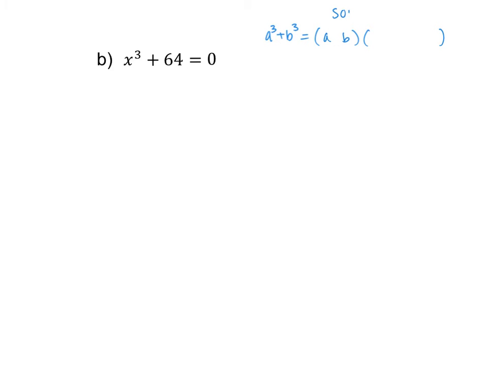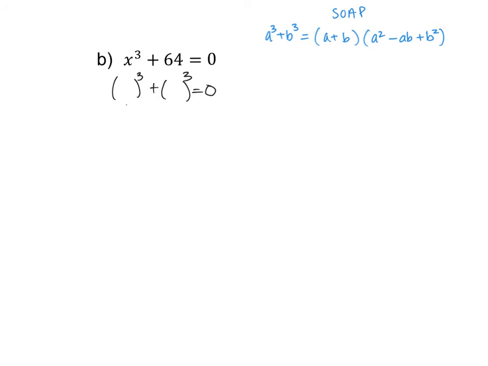So if I use SOAP here, this is going to be same, opposite, always positive. So it's going to be a squared, a times b, b squared. This is the formula we're going to need to apply because we have a plus sign here and there's only two terms. And this is a perfect cube as far as I can tell. But we need to figure out what is our a, what is our b. So let's figure that out.